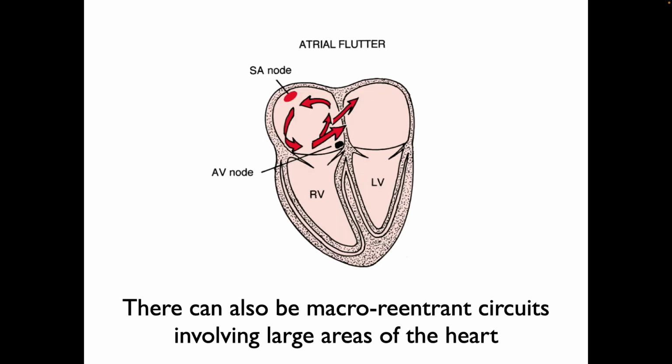There can also be what we think of as macro reentry circuits, where the circuit isn't tiny, it's great big. So the circuit in this case is going round and round the atrium. And that can cause something called atrial flutter, which we're going to talk about later today.